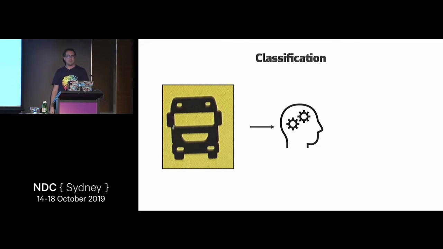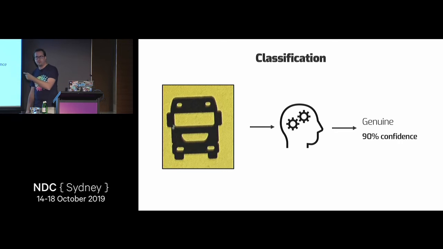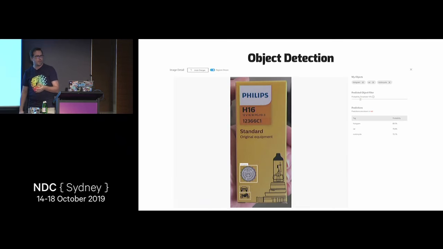Classification means I send in an icon, run it through the service, and it will give you a confidence score. It's saying, I'm 90% confident that it is fake or real. With object detection, it will tell you, I found a hologram at this location, and I'm 88% sure that this is actually a hologram.